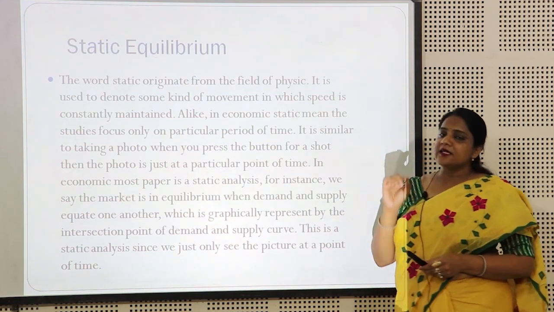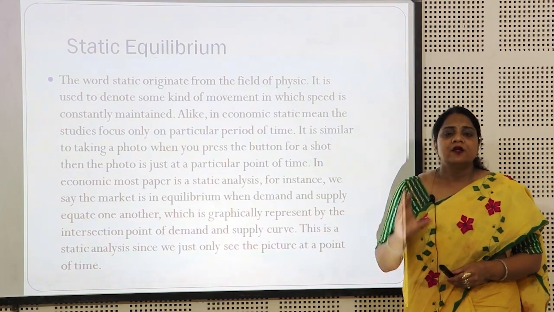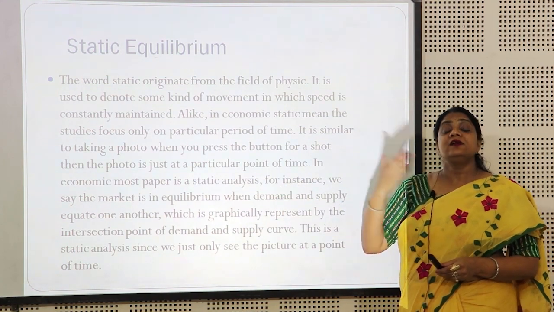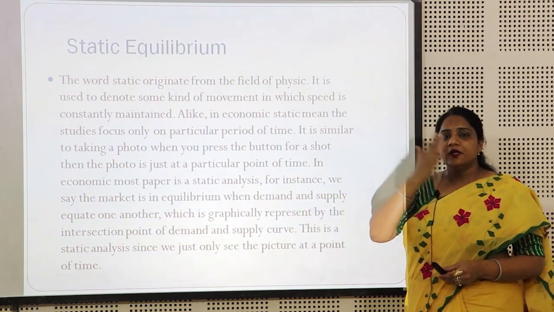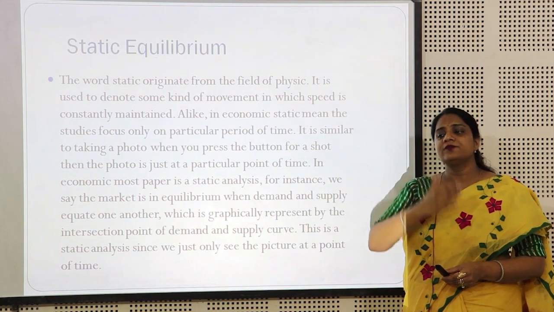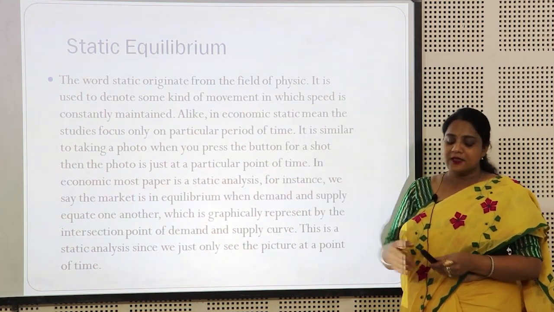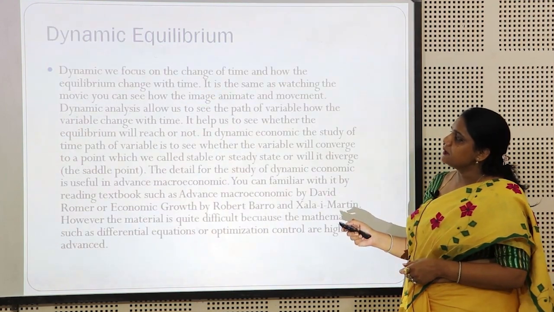So basically static means at a point of time, whatever the state of the equilibrium a firm is having, and dynamic equilibrium means during a period of time how the firm is changing its equilibrium from one position to another position is called dynamic equilibrium analysis.